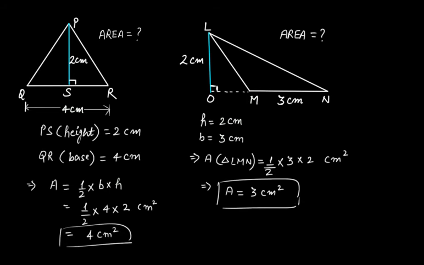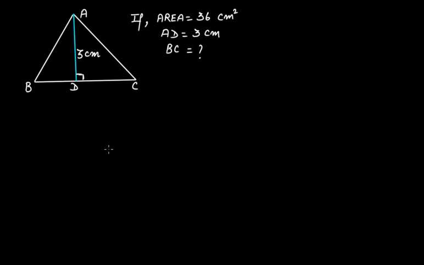Now, in this triangle ABC, again, AD is a perpendicular drawn on the opposite side BC. So BC becomes the base, and AD is the height. This AD is 3 cm. You have to find BC, the base. We don't know the base, but the area is given to us.